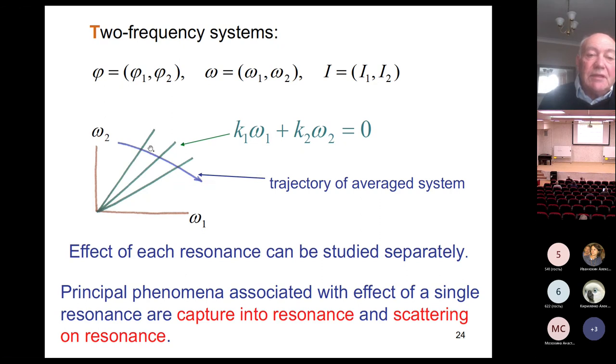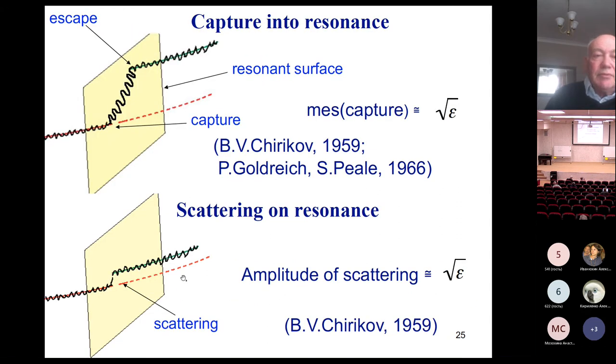This is the plane of frequencies, and a resonance is a line where we have a rational ratio of frequencies. Therefore, it is a straight line with rational slope. So there is an infinite number of resonances, an infinite number of such lines, but the averaged trajectory crosses them one by one, and because of this, even though the number of resonances is infinite, it's possible to consider the effect of each resonance separately. The principal phenomena associated with the effect of one resonance are capture into resonance and scattering on resonance. They can be described as follows. This is the space of slow variables, and this is the resonance surface, the surface of slow variables on which we have resonance.